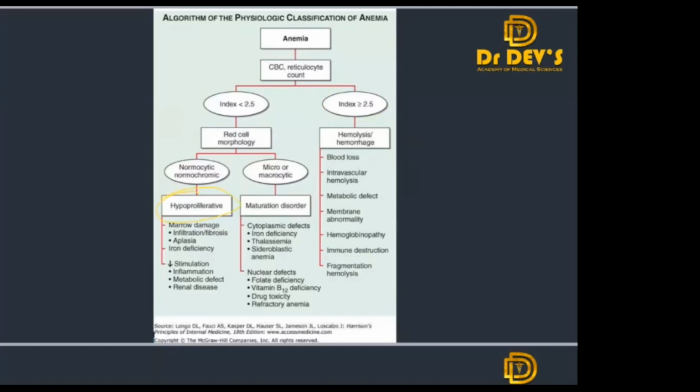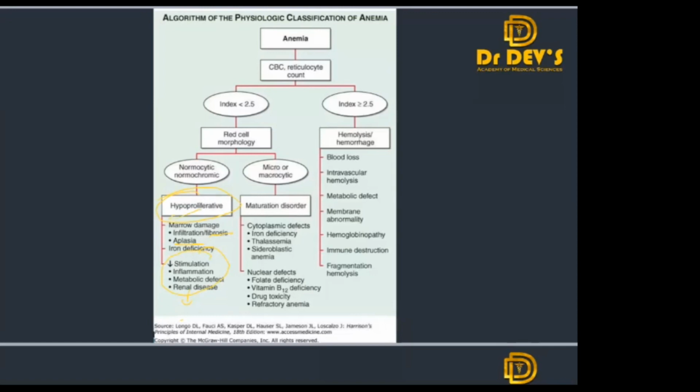Hyperproliferation can be due to marrow damage. If the marrow is infiltrated by malignant cells, or if there is myelofibrosis, there will be aplasia, that is aplastic anemia, or decreased stimulation, as in renal disease. As I said, the erythropoietin released from the renal fibroblasts stimulates the marrow. So if there is a decrease in erythropoietin, this will be classified as a hypoproliferative anemia.